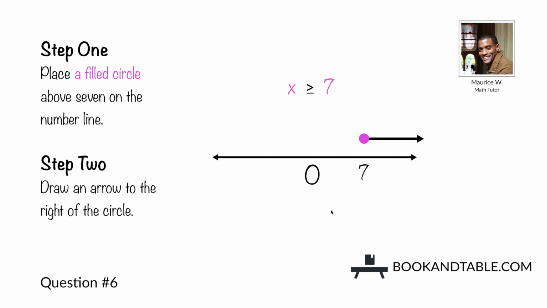Step 1. Place a filled circle above 7 on the number line. The circle should be filled since the expression says greater than or equal to. So since 7 is included, you want the circle to be filled, not empty. And since the expression says greater than 7, the numbers on the number line get larger as you move to the right. So step 2, draw an arrow to the right of the circle, and that will give you the answer to question number 6.